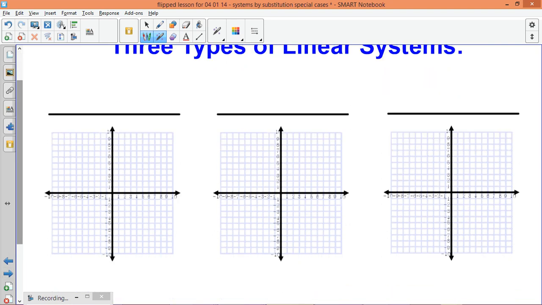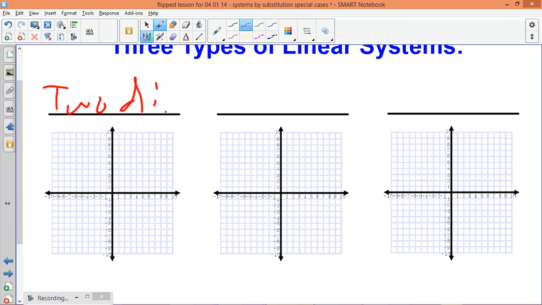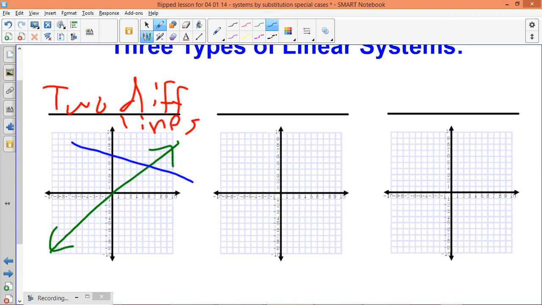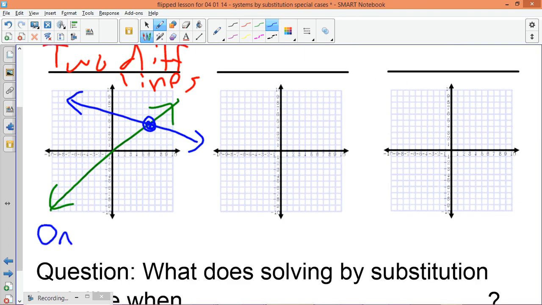One, you can have the normal one with two different lines. Two different lines. And what that'll look like is something like this. We'll have one right here. We'll have one right here. And it will have exactly one solution because it has one intersection.